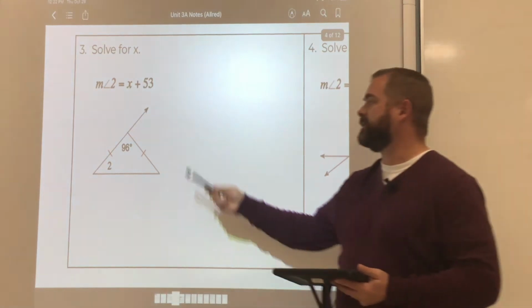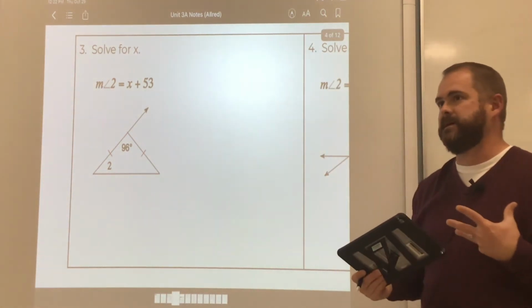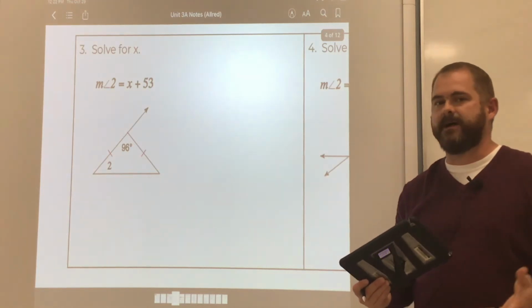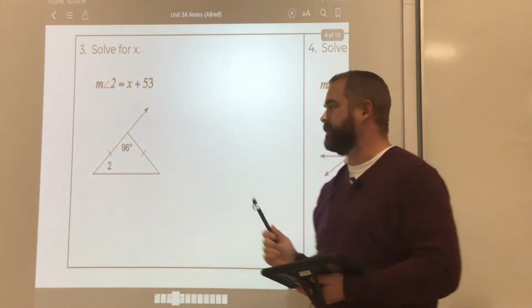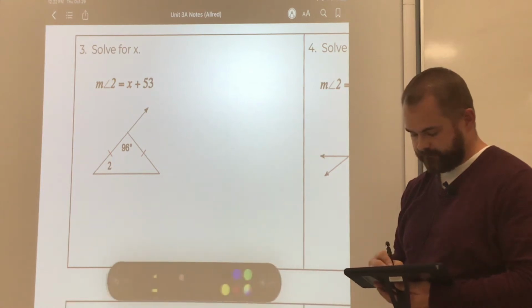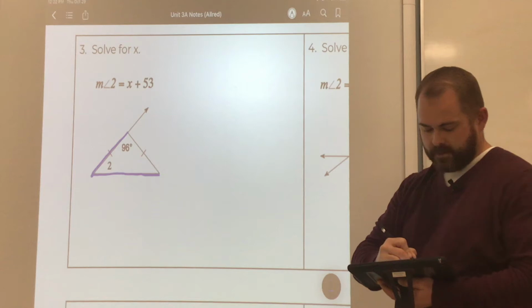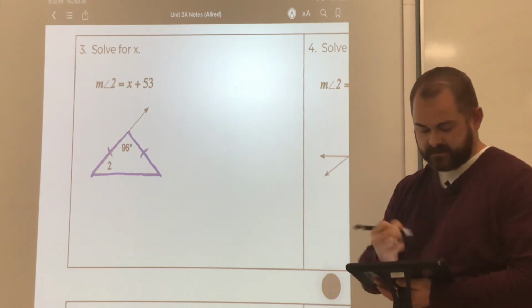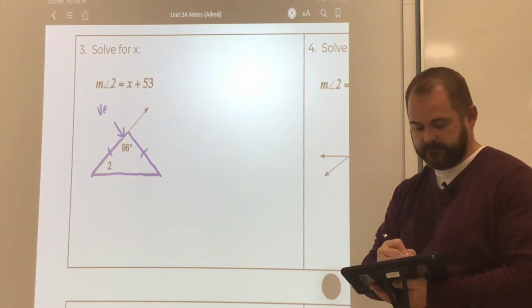On number 3 here, we are given this kind of a picture. Don't be confused, or misdirected by extra information that isn't really needed. They've drawn an exterior angle here. However, the important part is really that this is an isosceles triangle. Okay, we have an isosceles triangle where the legs have these congruent angle markings, which would make this 96 degrees your vertex angle. And then this angle 2 is a base angle.